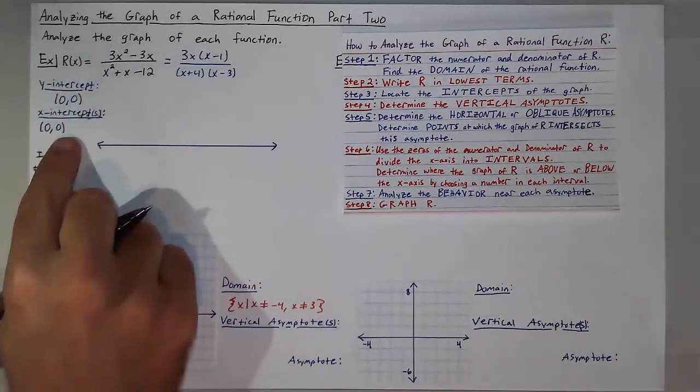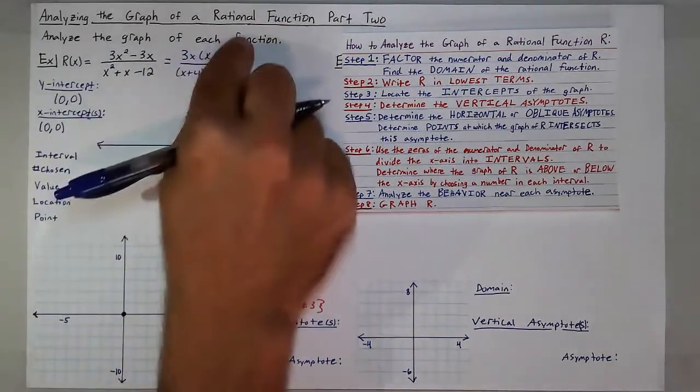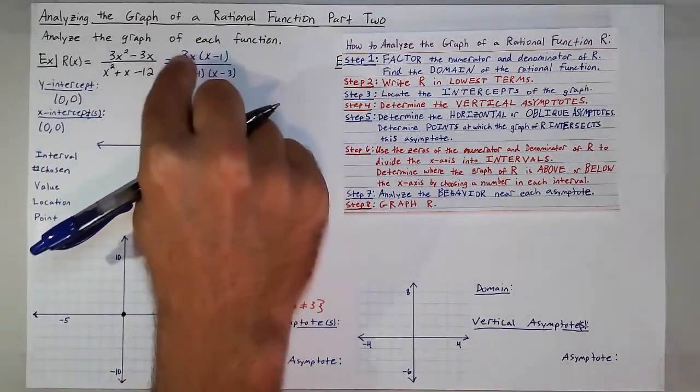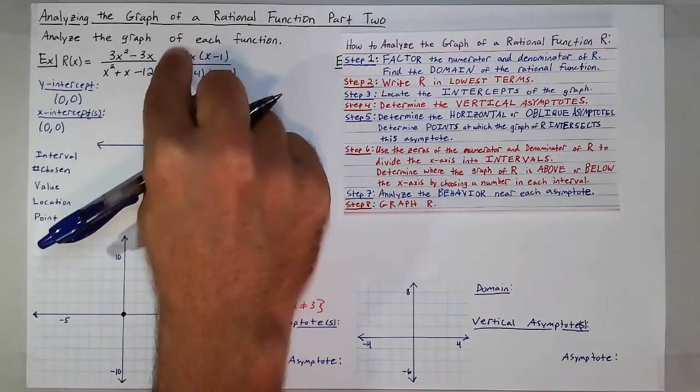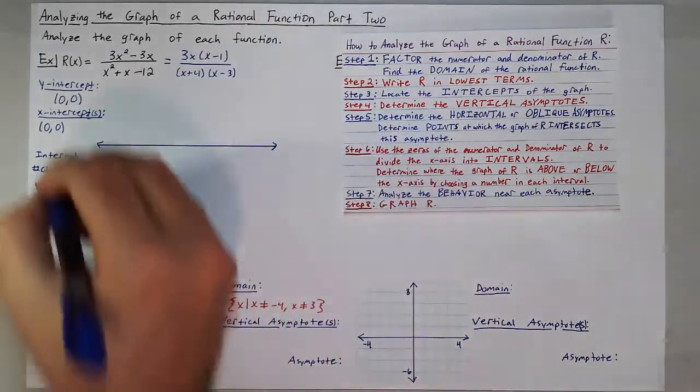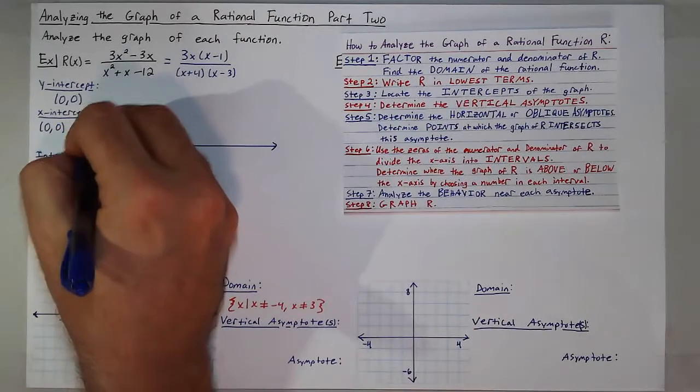My x-intercepts are any numbers of x that make the numerator equal to 0. So I already got that. If I plug in 0, I'll get 0 up there. But if I plug in 1, I'll also get 0. So my other x-intercept is 1, 0.